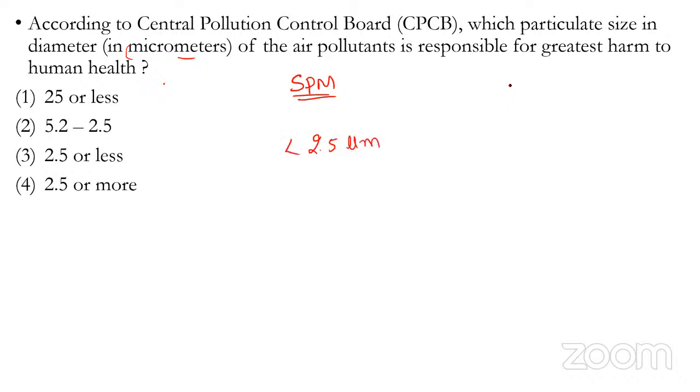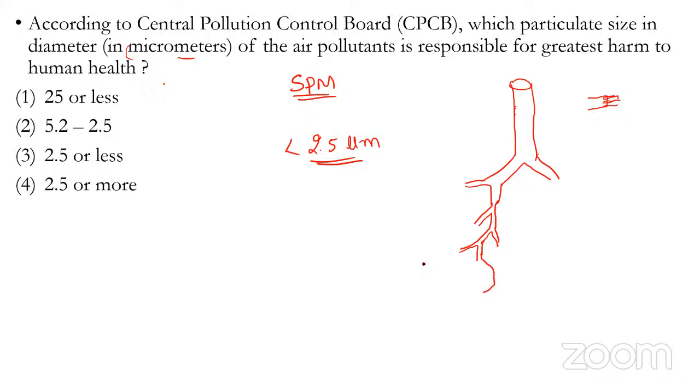As I told you earlier, what is the problem with these pollutants is, suppose there is a trachea like this, you know, trachea branches into bronchi, bronchioles and all. Inside you will find presence of mucus as well as ciliated columnar epithelial cells which are meant for purifying the air which is entering. But since the size of suspended particulate matter is too small, it can easily escape all this and finally enter into alveoli.